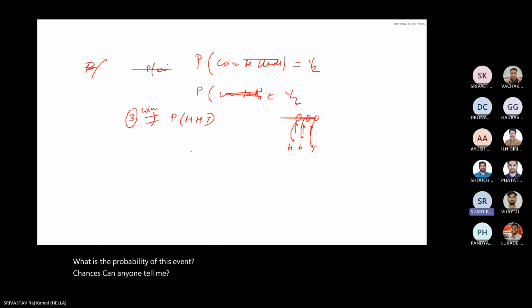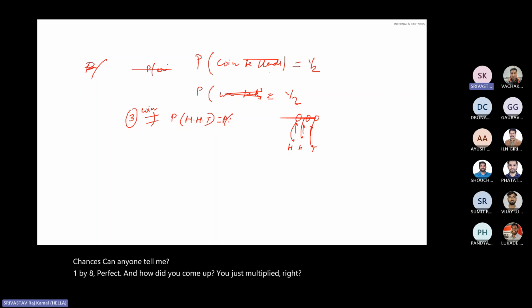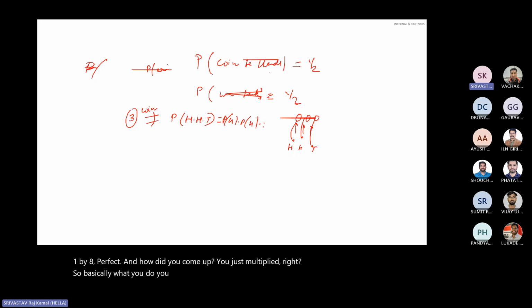1 by 8. 1 by 8, perfect. And how did you come up with that? You just multiplied, right? Yes. So basically what you do, you read P(H), P(H), P(T). This is very intuitive. But this intuition has a well-defined mathematical proof of why you can multiply it.